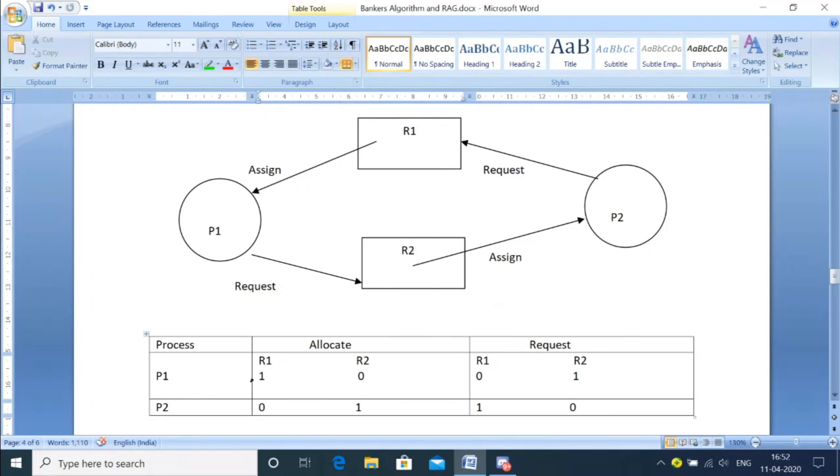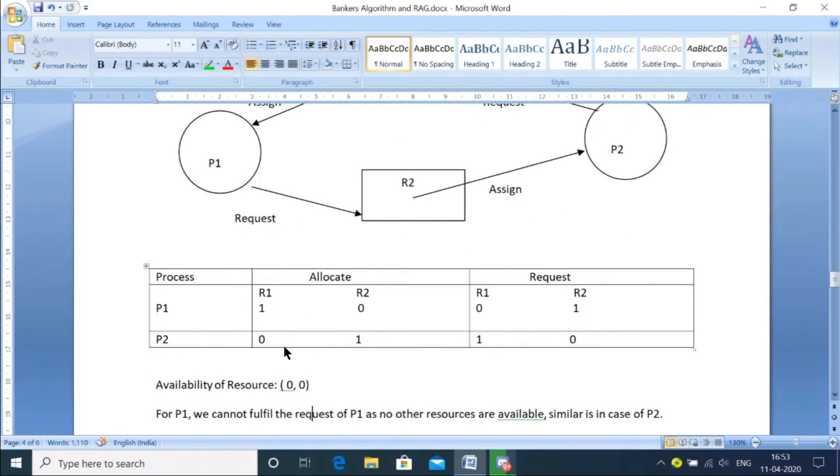So let's say P1 has been allocated which resource? R1, it has been assigned. So I will put the value of 1. This 1 will basically symbolize that R1 has been allocated to P1. It's kind of like a Boolean value, you can say. Then for P1, what about R2? Has P1 been allocated R2? No. Okay, so it is 0. Then for P2, P2 has been assigned which resource? R2. So for P2 of R2, I will have 1, but it is not having R1, so it will be 0.